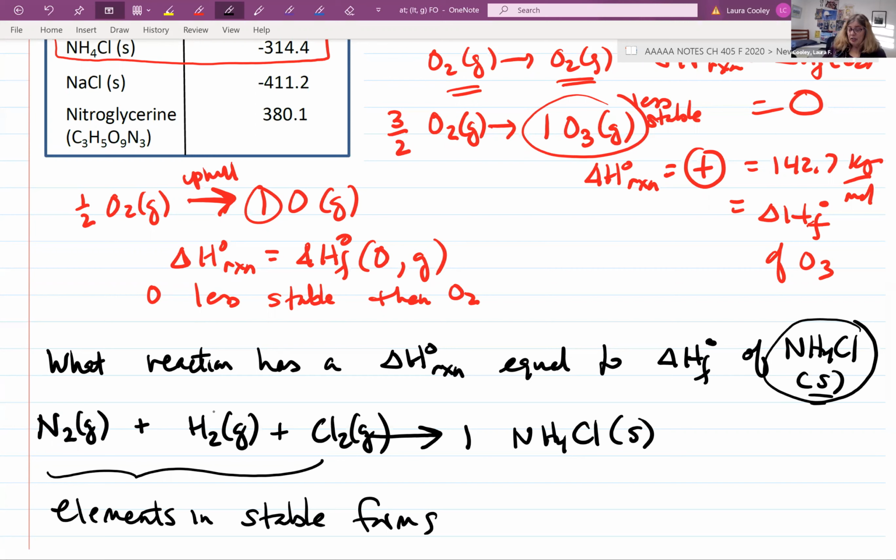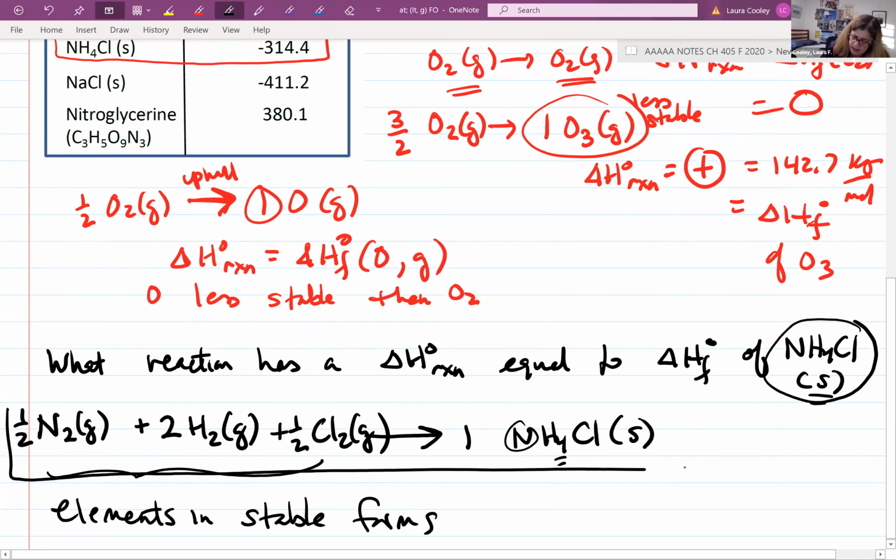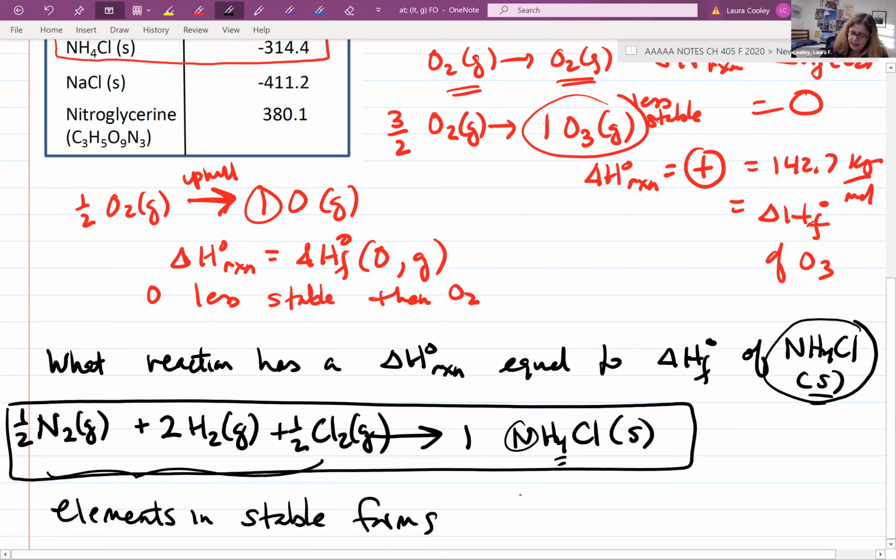And now what I have to do is say, okay, I have 1 nitrogen here, so that's 1/2 N2. I have 4 hydrogens here, so that's 2 H2. And I have 1 Cl, so that's 1/2 Cl2. So this chemical equation has a delta H0 reaction that's equal to the heat of formation of ammonium chloride solid. Okay.